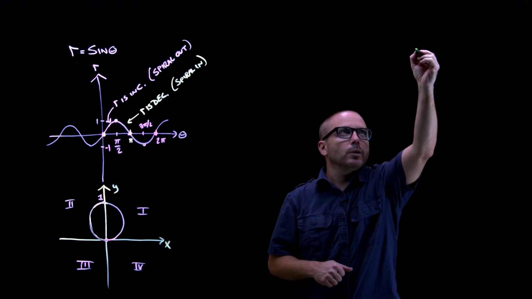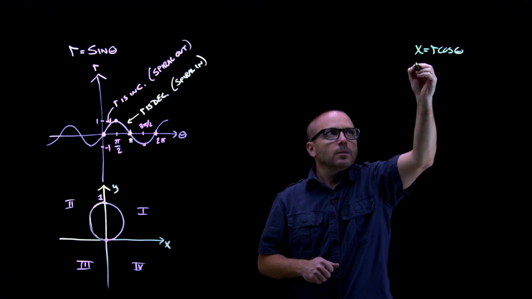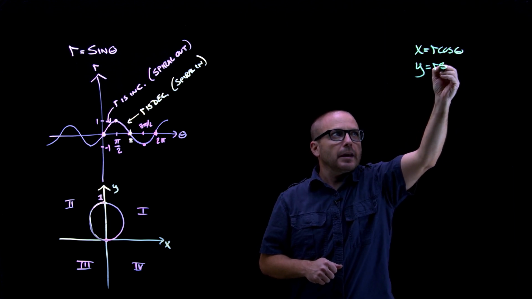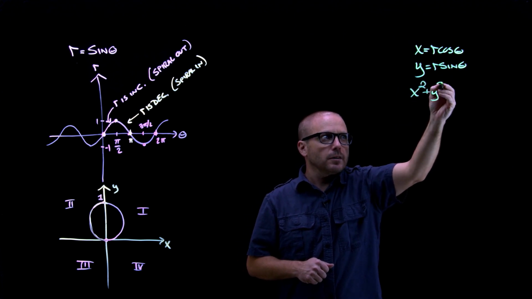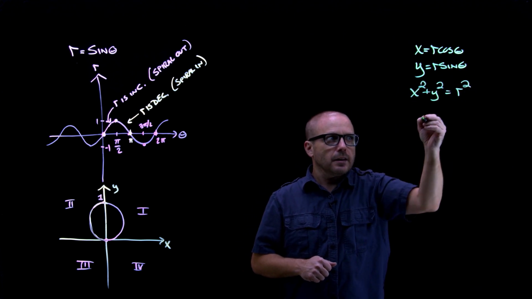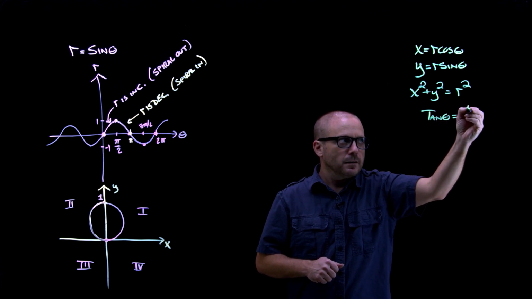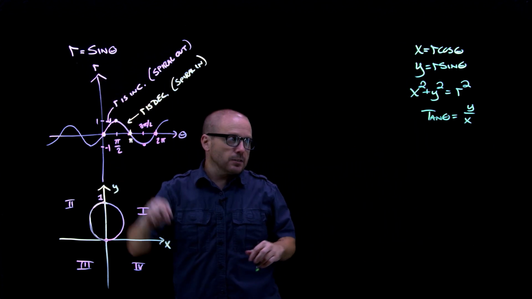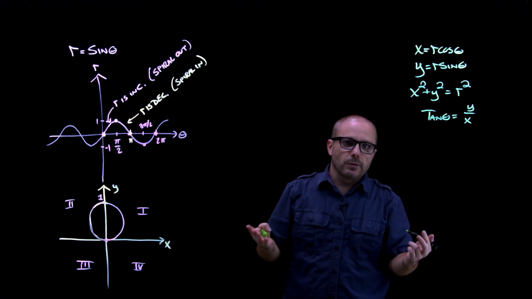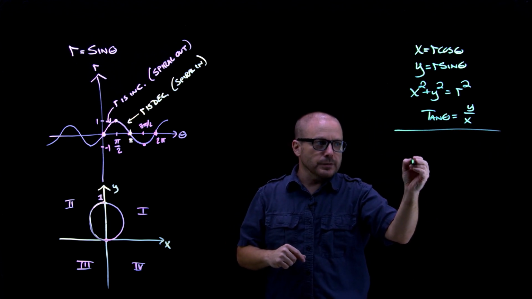So remember in polar, x is r cosine theta, y is r sine theta. And x squared plus y squared is r squared. And tangent of theta is y over x. So we want to try and use these to convert this to a Cartesian equation that we would recognize. So r equals sine theta.